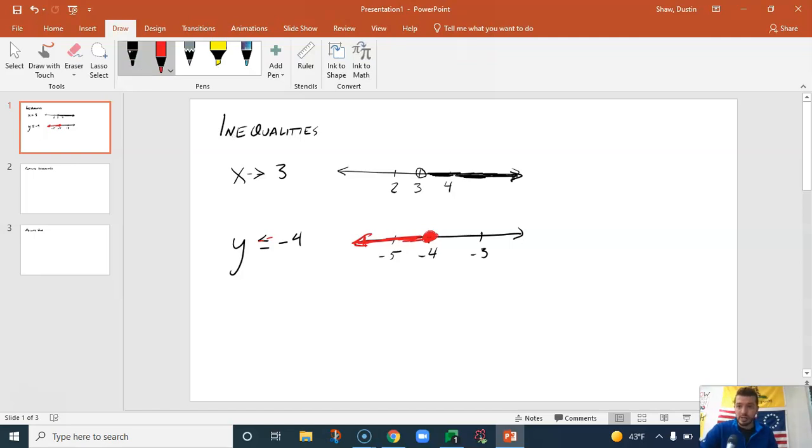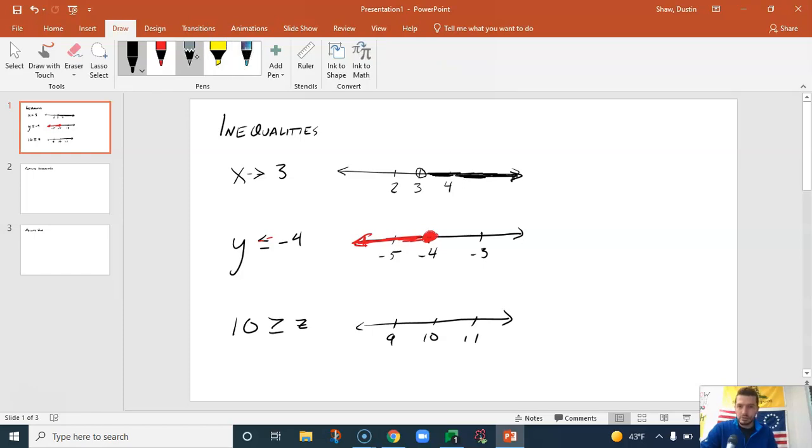Let's do one where it's not, and I'll show you how to manage that one. Let's say we had 10 is greater than or equal to z. What I'm going to do is draw my line. Here is going to be 10, 9 will be here, 11 will be here.